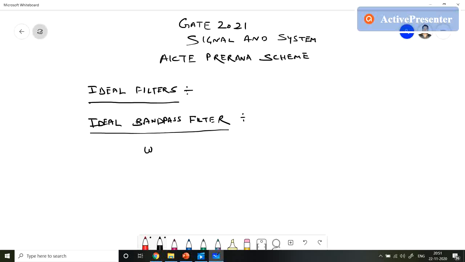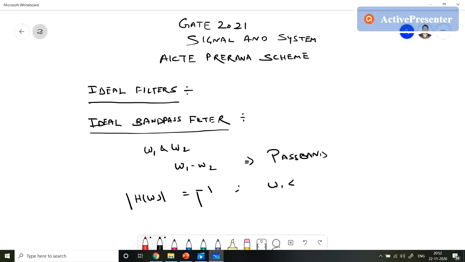Let us take two frequencies, omega 1 and omega 2. For a band pass filter, the frequencies between omega 1 and omega 2 will pass. This is the pass band. So the amplitude of the transfer function is equal to 1 when omega 1 is less than |omega| less than omega 2, and it is equal to 0 otherwise.